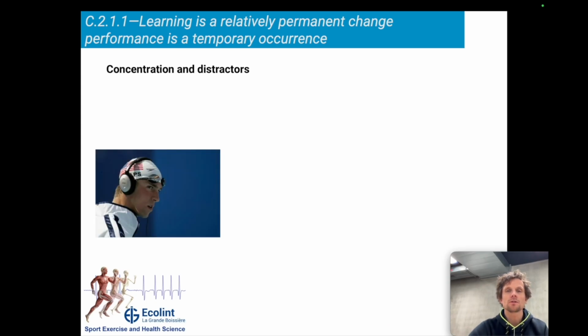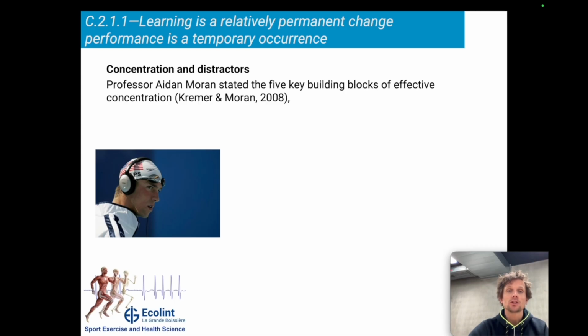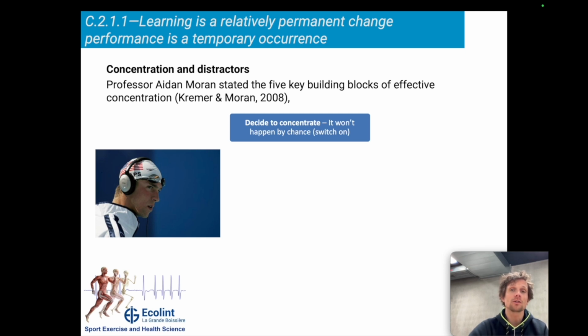Let's discuss now some of the things that we can do in order to try and increase our level of concentration and decrease the effect of distractors. So Professor Moran stated there are 5 key building blocks of effective concentration. He identified the decision to concentrate is really important. It's not going to happen by chance. We have to decide that we're going to switch on. We could use mental cues in order to help us focus our attention and switch on that concentration. So for example, walking into a changing room could be a good cue. Right, now's the time we need to start focusing and concentrate on the competition at hand.